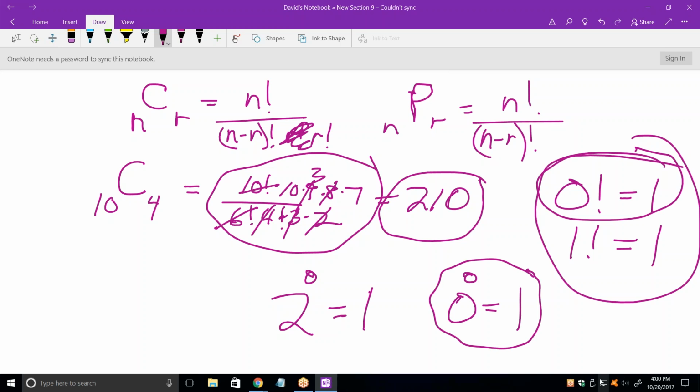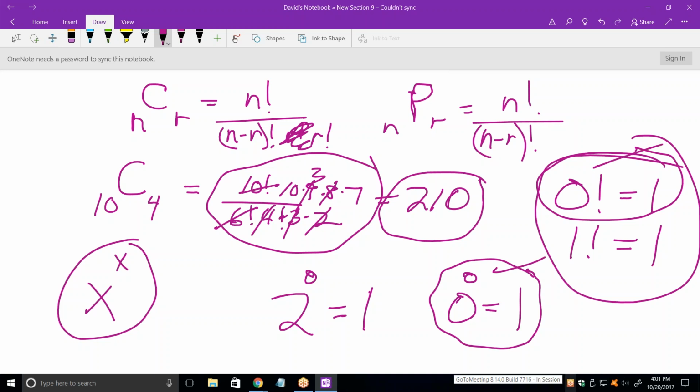And that's definitely true. If you were to graph a function x to the x power, and you start looking near the origin, you'll see the y value is 1. As x gets closer and closer to 0, my y value approaches 1. So 0 to the 0 power is definitely equal to 1. And 0 factorial is also, even though I don't know how to explain it.